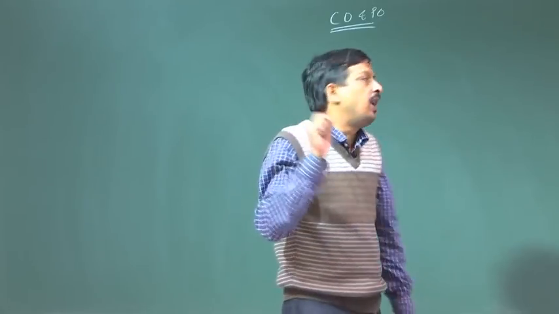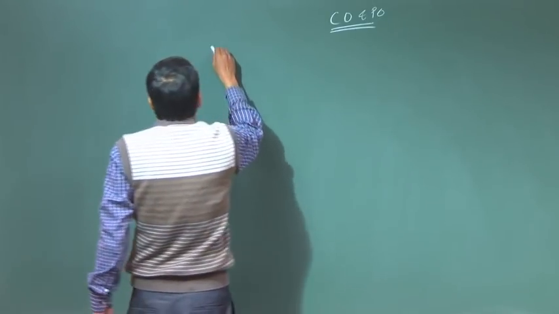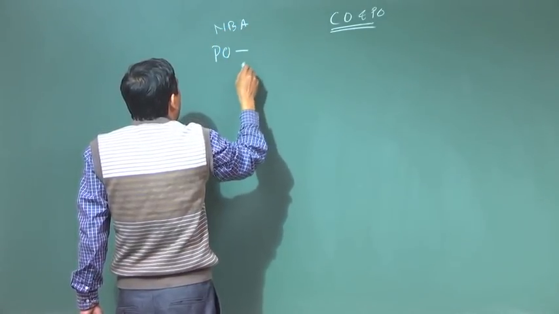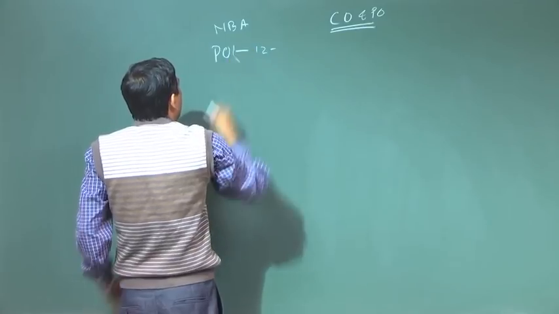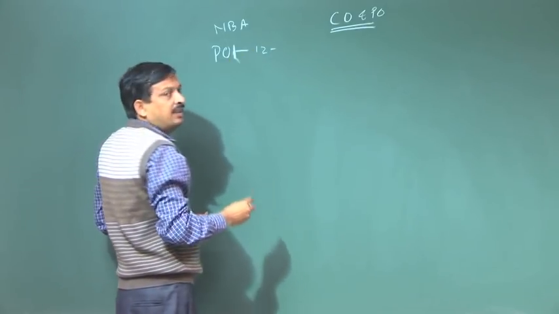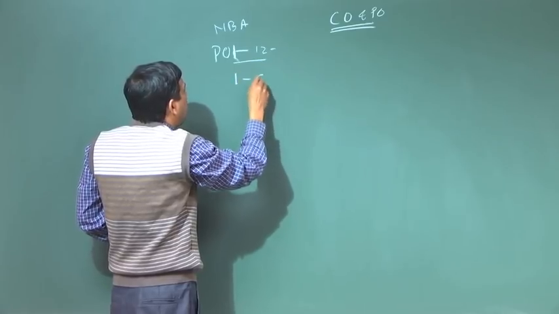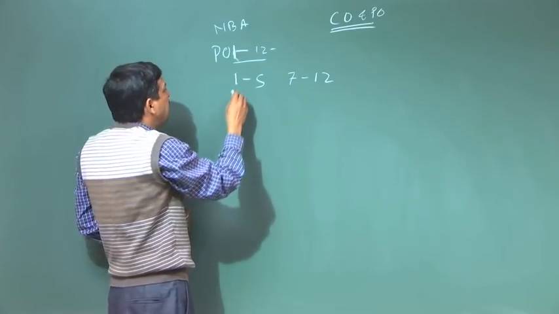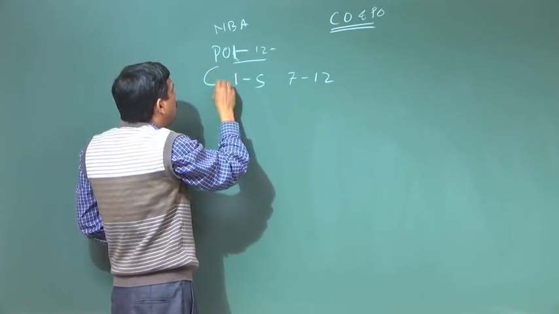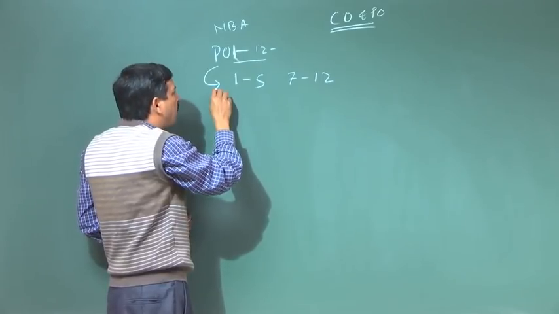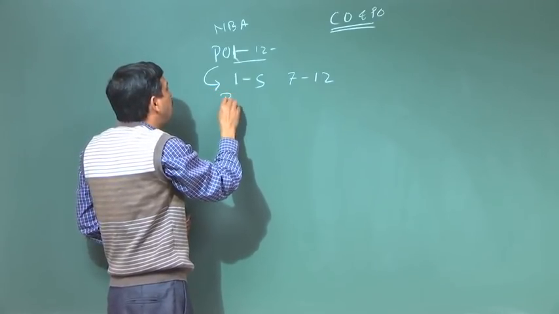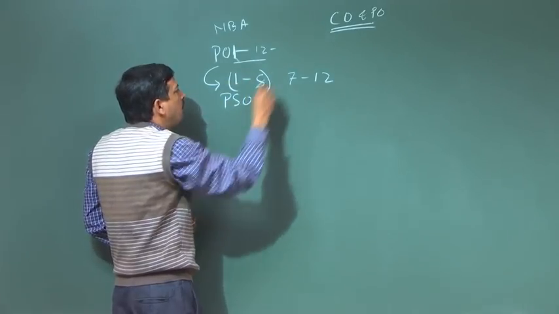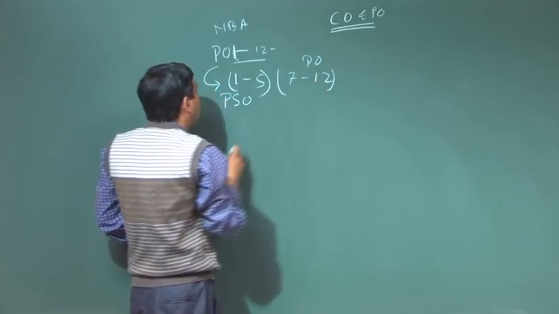So, the first thing I would clear is that PO means the NBA or Washington Accord's 12 attributes, 1 to 12, that is the PO. Of these, 1 to 5 is domain specific and 7 to 12 is domain independent. So, if this PO is taken for BTech electronics, then we say PSO. Sometimes we say that 1 to 5 is PSO, 7 to 12 is PO.